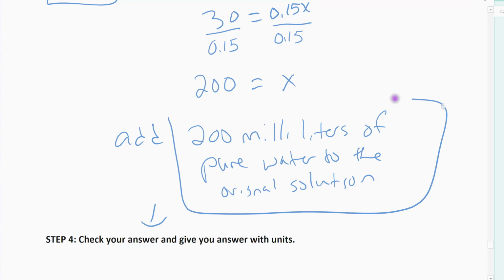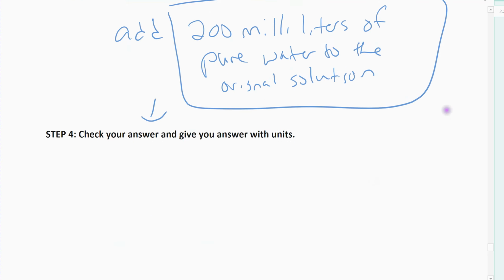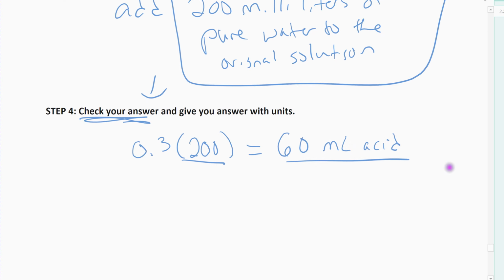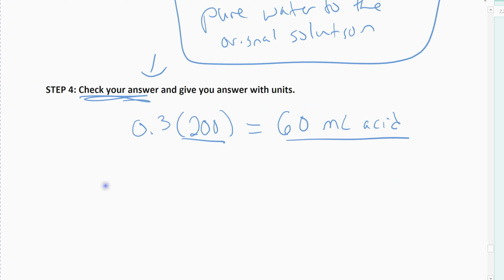All right, there's my answer. That's how much more we're going to add. So to check it, remember the original amount had 30% acid. So 30% of 200 was acid, so that was 60 milliliters of acid. I should still have 60 milliliters of acid when I add the new amount. So my new amount would be 200 plus the 200. Well, that's 400 milliliters.